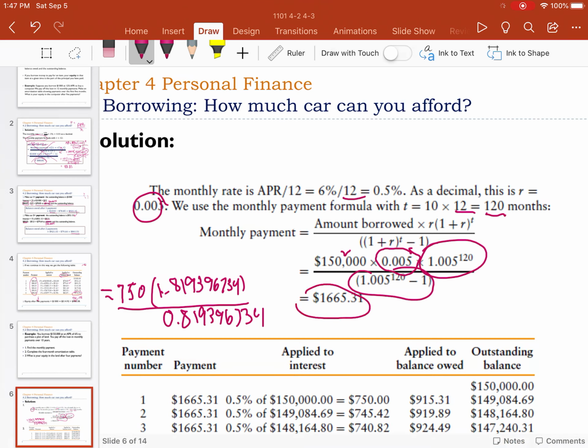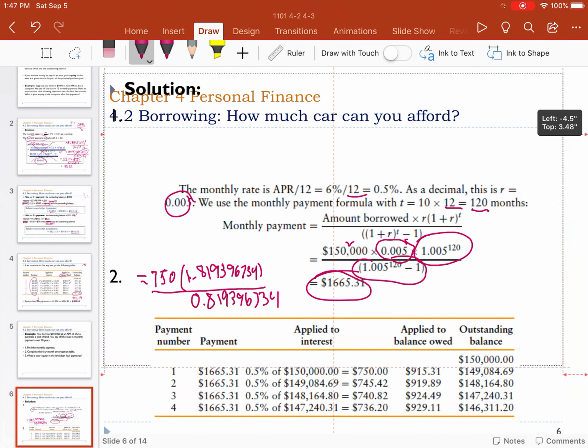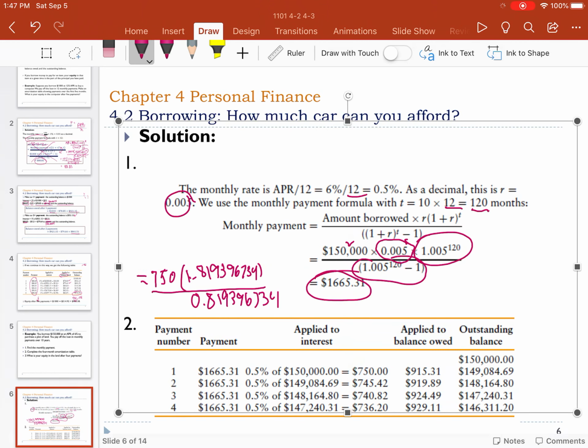And so you divide that out, and yes, you will, to the nearest penny, get yourself $1,665.31, and that would be your monthly payment. They've already started an amortization table here, problem number 2, and let's just see if we can go through it without checking every little detail.